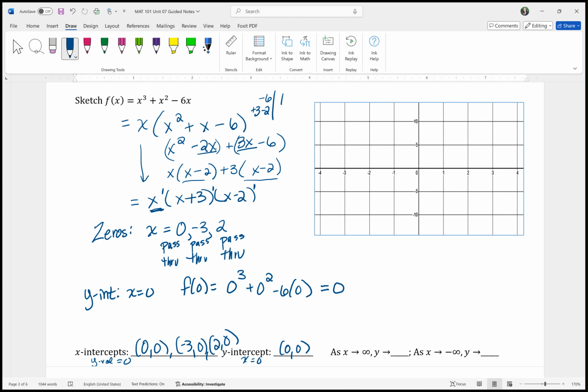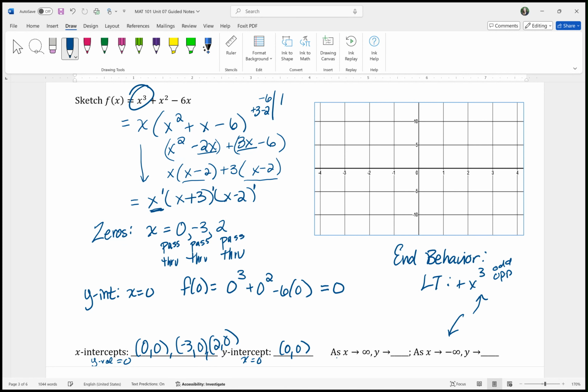All right, and lastly, all this other stuff is asking end behavior. So let's go back. End behavior is going to be based off of the leading term. Our leading term is the term with the highest degree. In this case, we have x cubed, and it's positive. So that means positive, right side goes up. Odd tells me to do the opposite on the left.